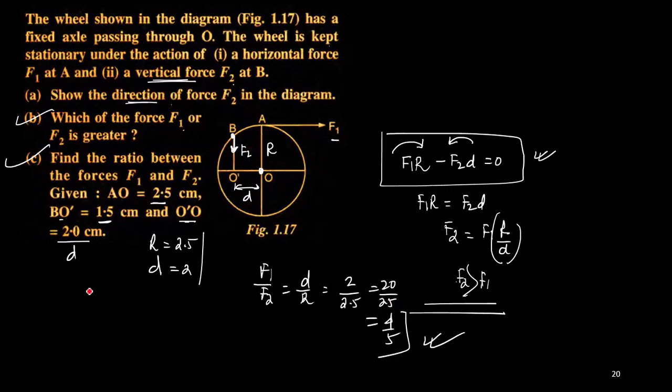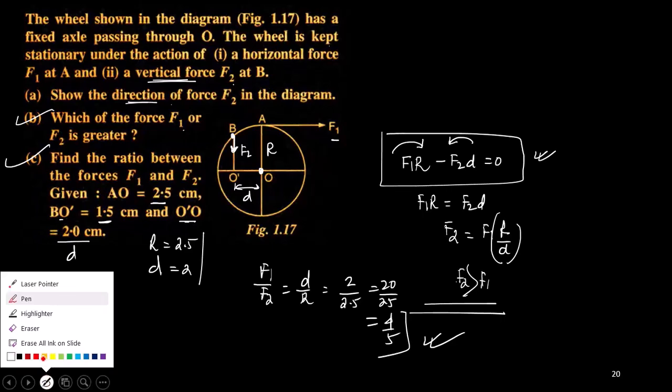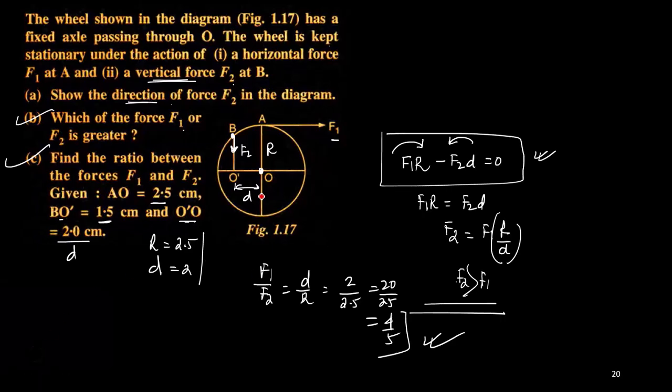That means you have to make the force vertically downward so that you can produce the opposite direction moment, because the direction of moment for F1 is known. The only thing is that you have to give the direction of F2 in the proper way so that the net moment cancels. If I say one moment is positive, another moment must be negative. So F2 should be vertically down.